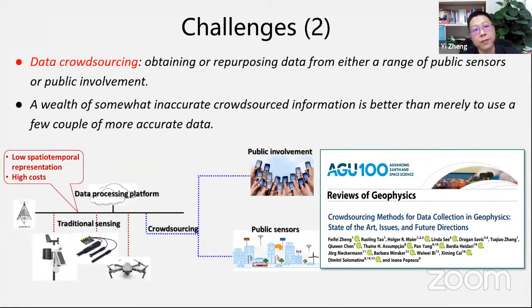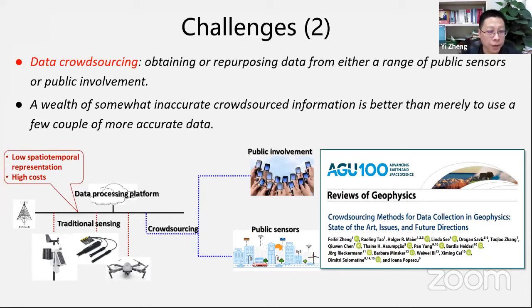Besides these traditional or classic data, we also have new ways to collect data. So there's a concept of data crowdsourcing. Data crowdsourcing means obtaining or repurposing data from either a range of public sensors or public involvement.